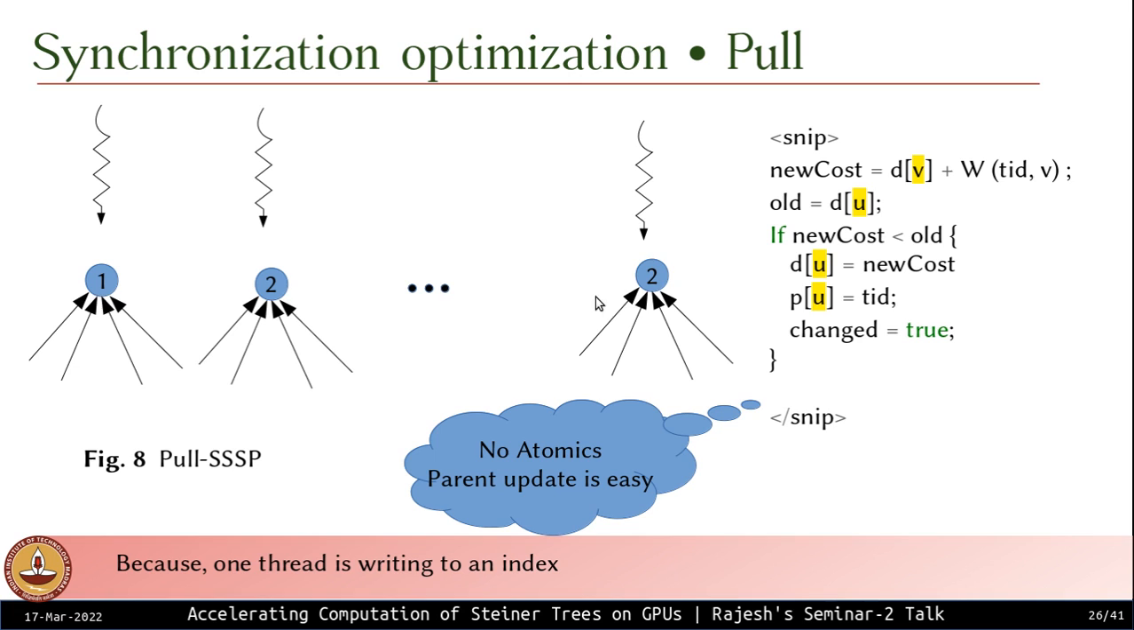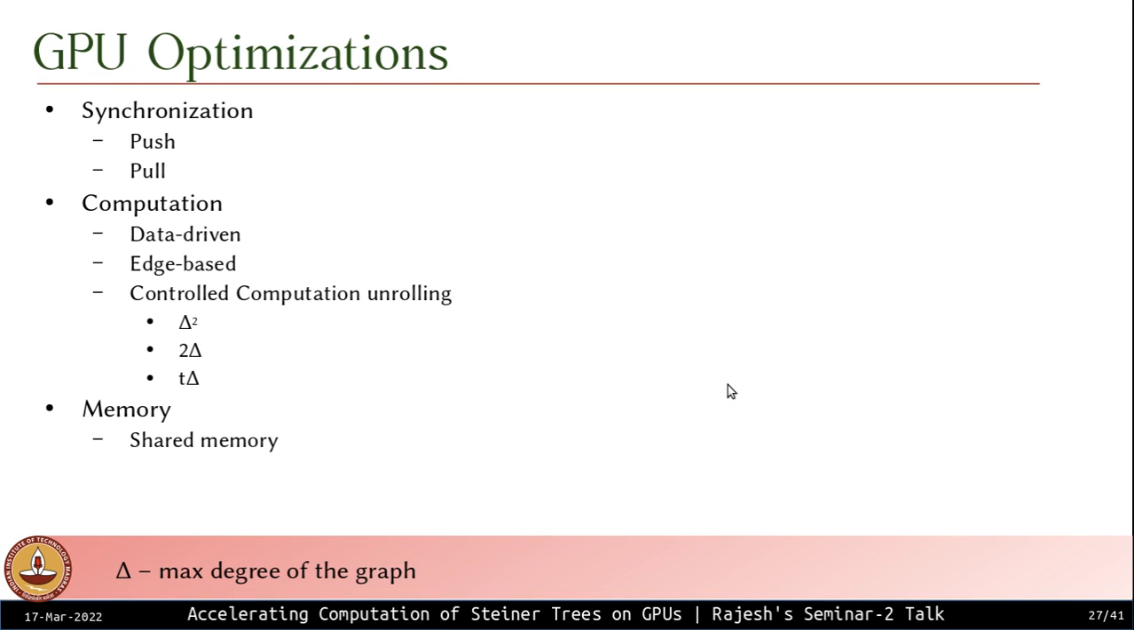Notice in this case we have avoided atomics, so the overhead of atomics is removed, and we get improved performance. More importantly, we are able to update the parent information and get consistent parent information without any inconsistent update, as we showed in the previous slide. It is possible because one thread is writing to a particular index.